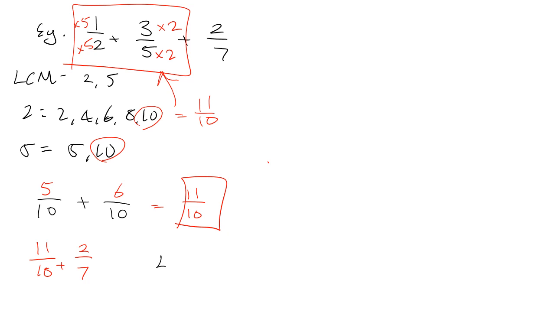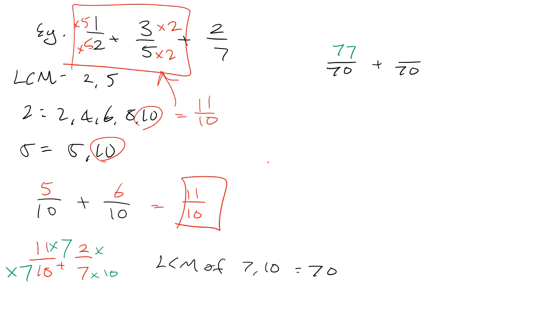Now we need to find the lowest common multiple of 7 and 10. I know that it's 70, so let's use that. So we give a denominator of 70. We times 7 to 10 to get 70. So we need to times 7 to 11, gets 77. We times 10 to 7 to get 70. So we need to times 10 to 2, so that's 20.